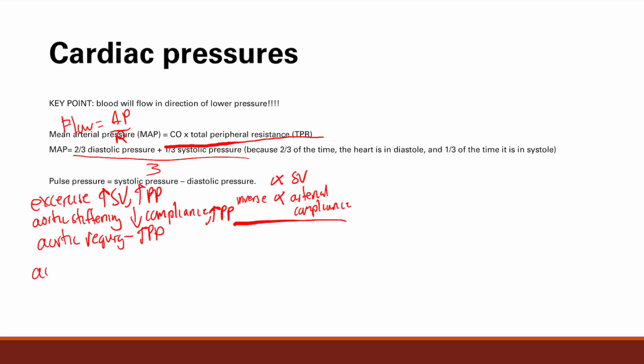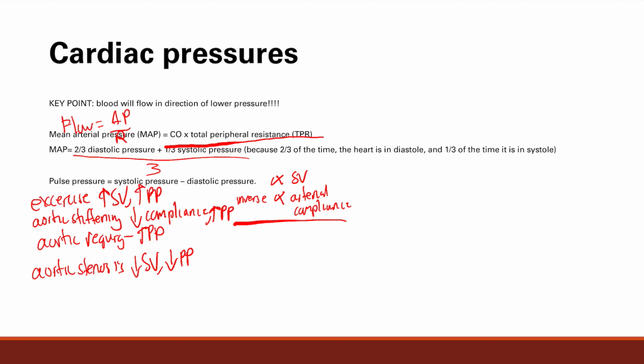Now, how about aortic stenosis, which I haven't talked about either? This can change pulse pressure, because how will that change pulse pressure? Well, in aortic stenosis, you're going to have lower stroke volume, because the valves are stenosed, so less blood can come out of the left ventricle. So if you have decreased stroke volume, what happens to your pulse pressure? Remember, it's proportional, so you're going to get a decreased pulse pressure.